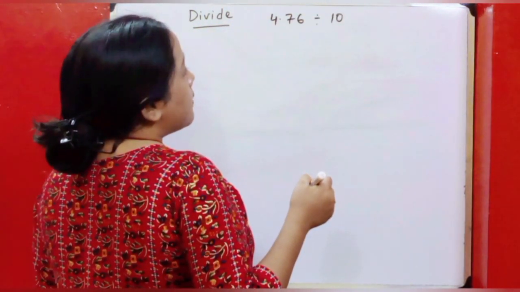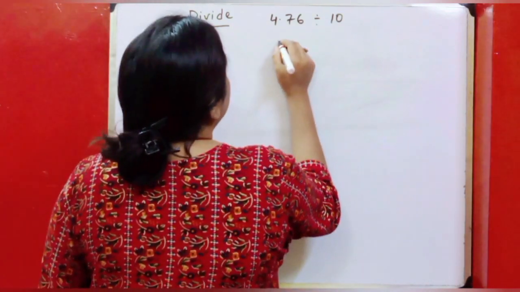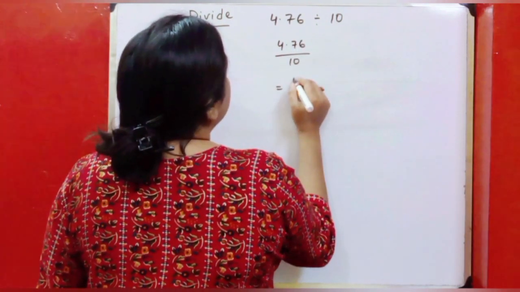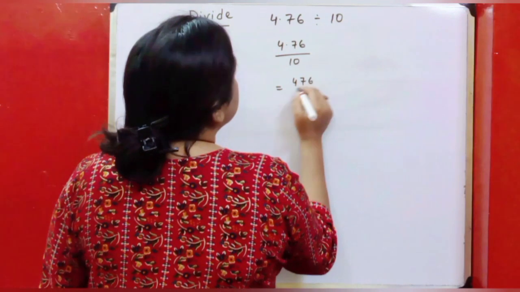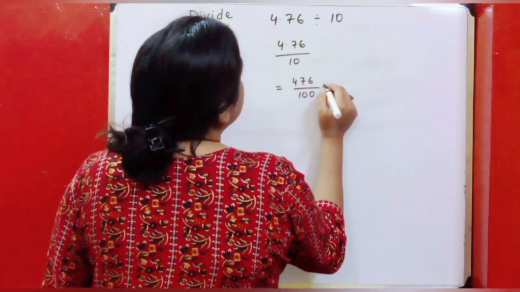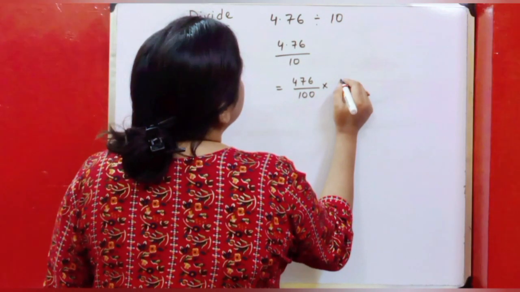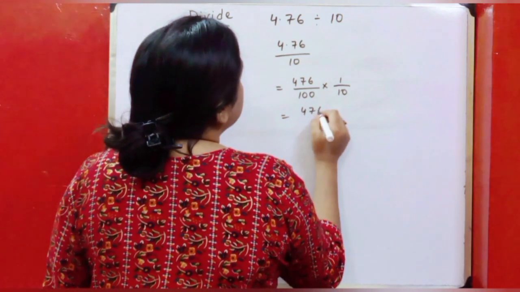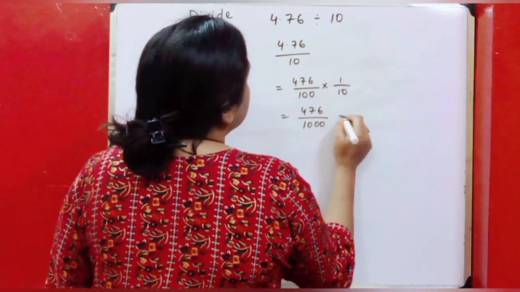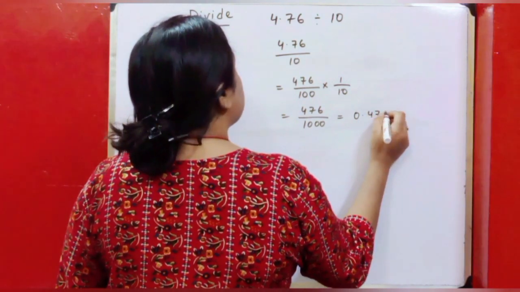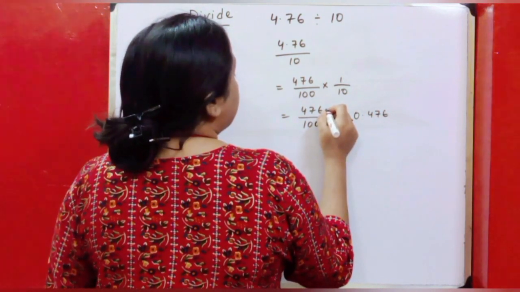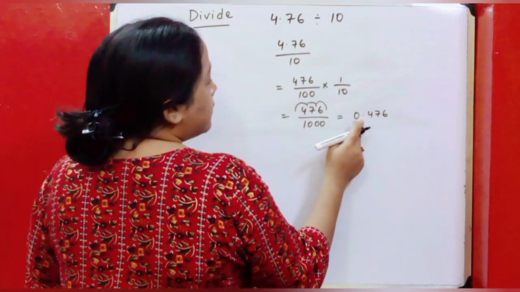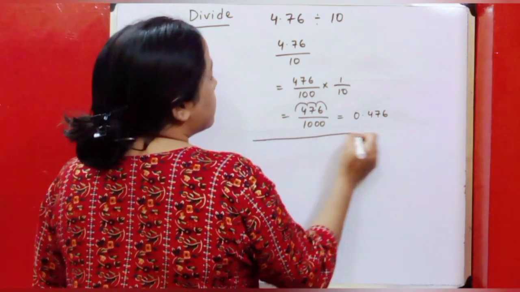Divide 4.76 by 10. 4.76 by 10. So 476 by 100 multiplied by 1 by 10. So 476 by 1000. 0.476. From this place to this place, 1, 2, 3. So point, then 476. 0.476.